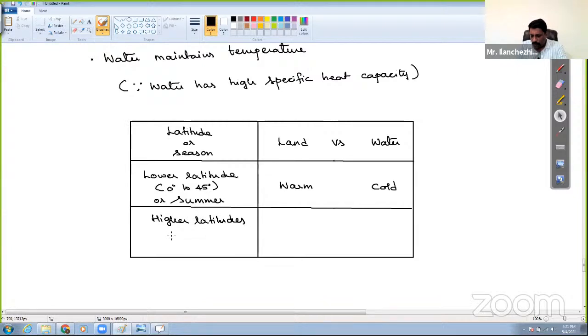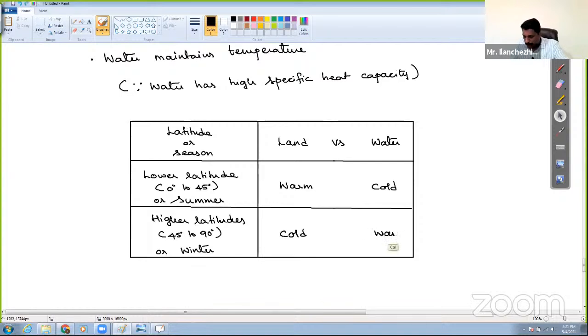So which latitude is called higher latitude? 45 degrees to 90 degrees latitude, you call them higher latitude, or the same concept you applied during winters, my friend. Now the reverse will happen. Land will become extremely cold. Comparatively, water becomes warmer, my friend.